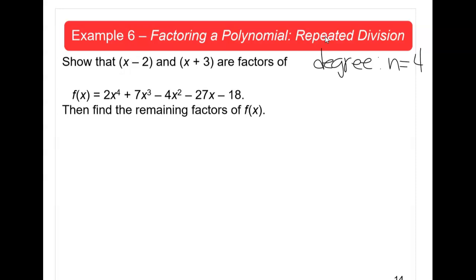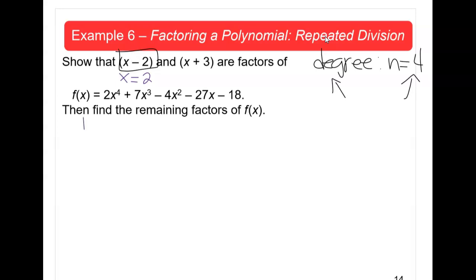N equals 4. Just to remind you, if you were to graph it, you will have the end behavior that will be like that, both sides going up. And you could have at most 4 zeros. So let's see. We have to show that x minus 2 is a factor. So if that is true, then if x minus 2 is a factor, then x equals positive 2 must be a 0 or a solution of the polynomial.